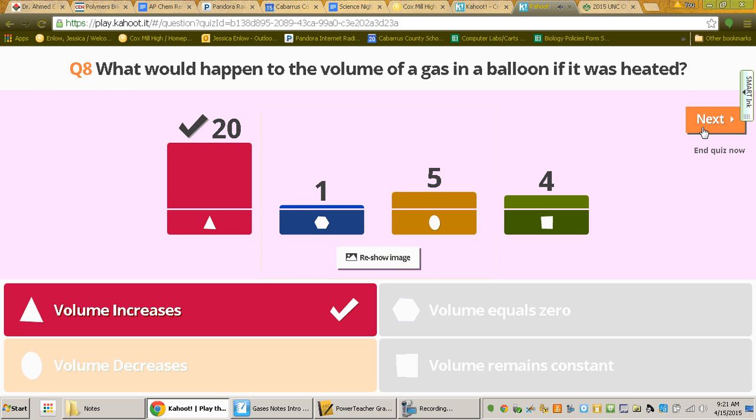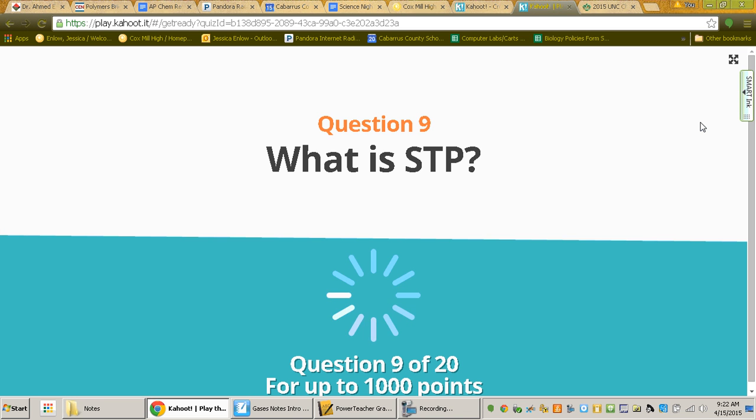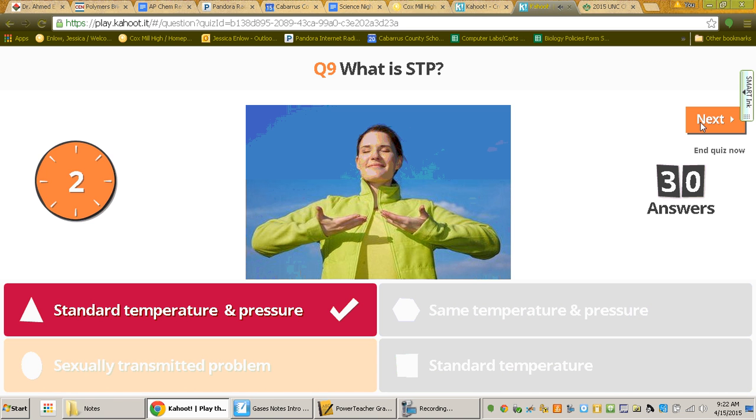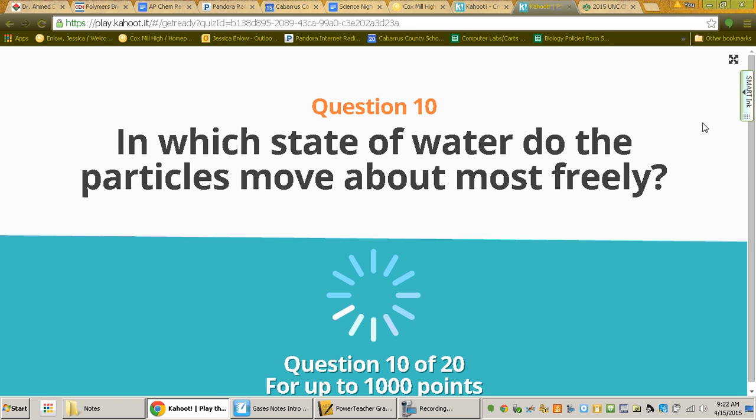Good job. The pressure increasing will actually cause the balloon to expand if it's heated. Kayla, what is STP? Same temperature. Breathe, people. Breathe. I didn't mean to go that fast.